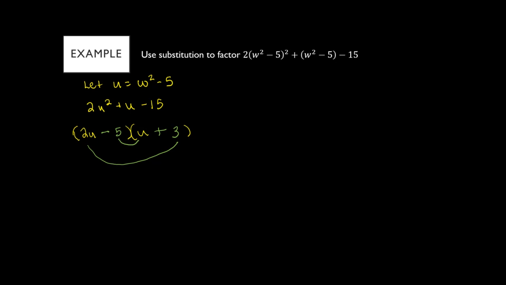So it's not necessarily the numbers that you plug in, because you have to take into account that other 2 there. So when you multiply this, this gives you a 6u on the outside and a negative 5u on the inside. Those add to 1u. And the -5 times 3 gives you -15.